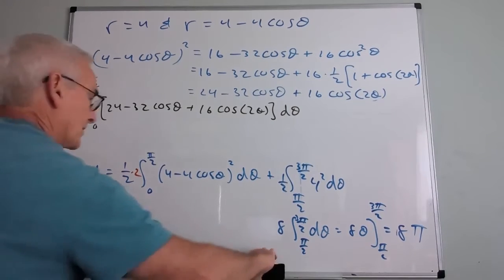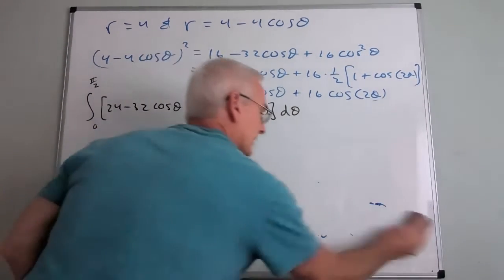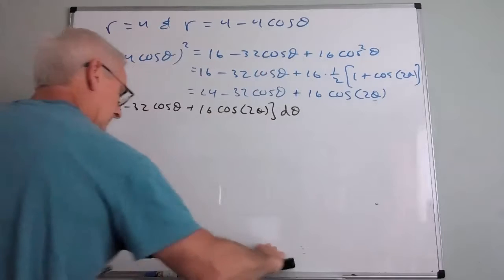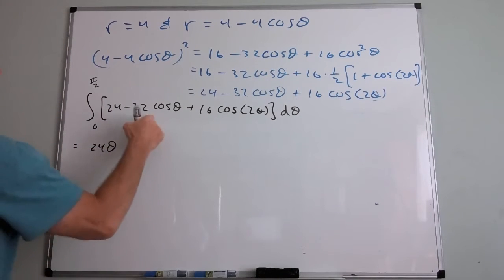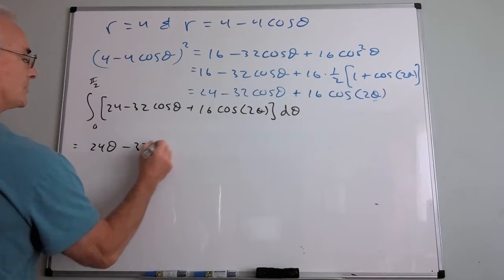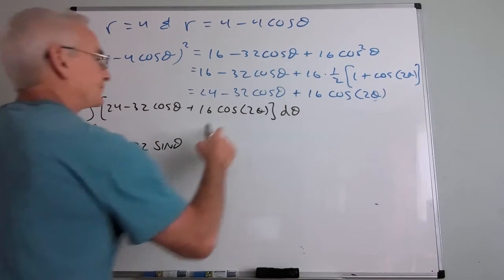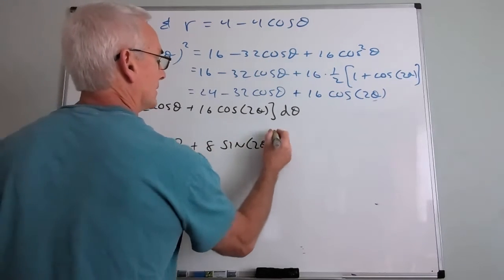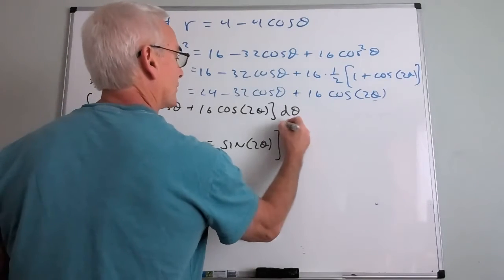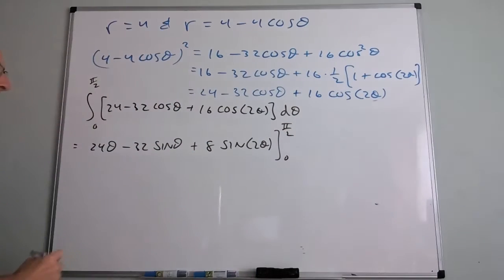So let me go ahead and erase this. So this will be 24 theta minus 32 times the sine of theta, and then that will be plus 8 times the sine of 2 theta from 0 to pi over 2. Okay, well, let's see. What do we get in this case here? If I'm doing that from 0 to pi over 2, do I get anything that's not going to be 0?